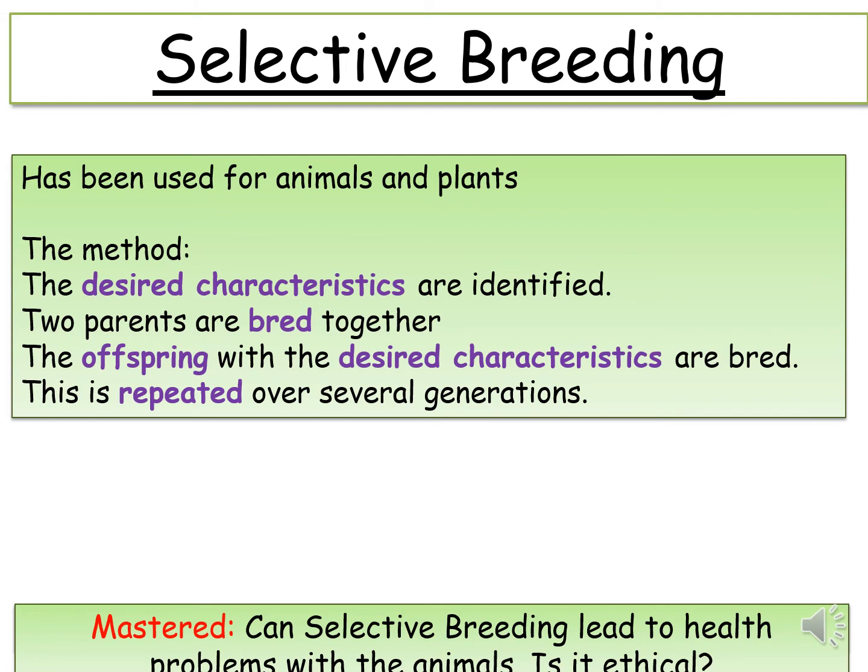Two parents are bred together. So the two parents with the characteristics that we want the offspring to have are bred together. The offspring with the desired characteristics are then bred. And this is repeated over several generations. What I would now like you to do as your next task is explain, can selective breeding lead to health problems with the animals, and is it ethical?